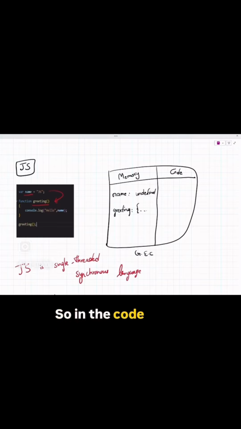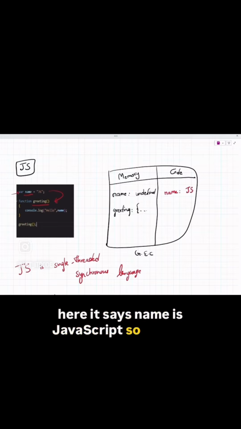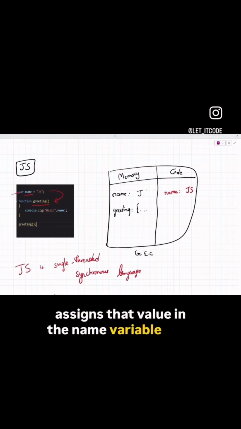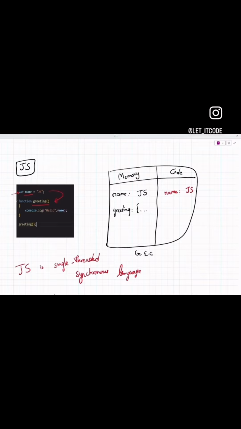So in the code phase, here it goes to this first line. Here it says name is JavaScript. So what it does is it assigns that value in the name variable. Next, it goes directly to this function invocation since nothing was there to execute.